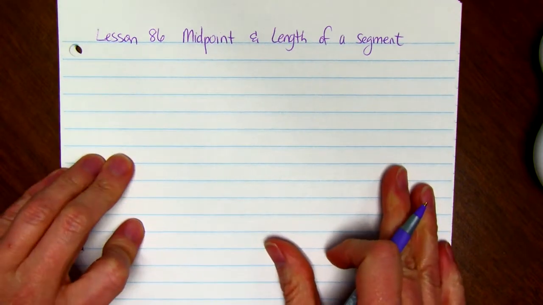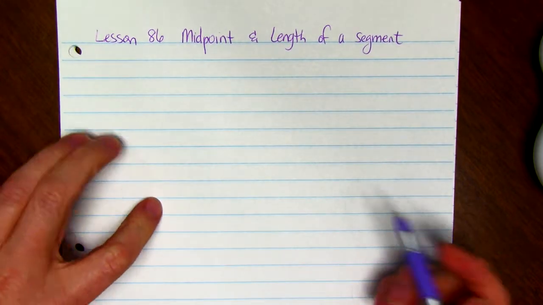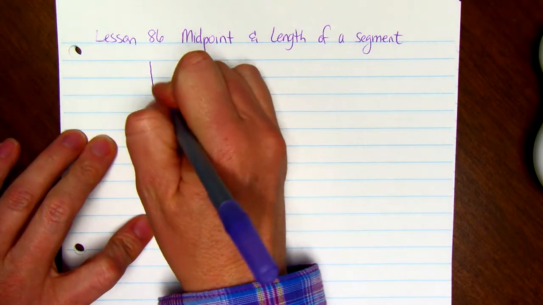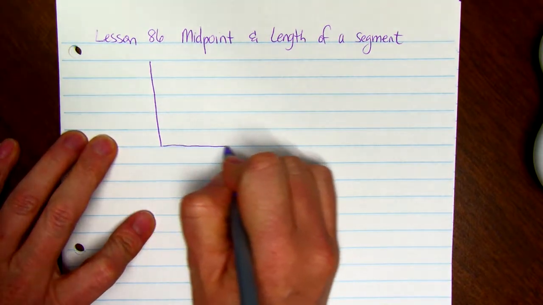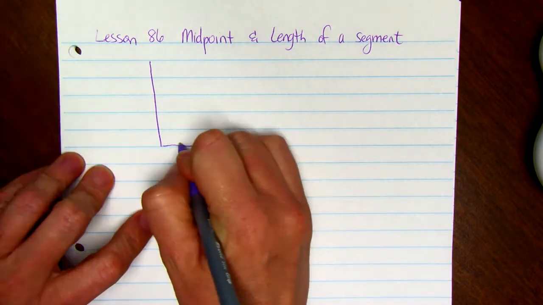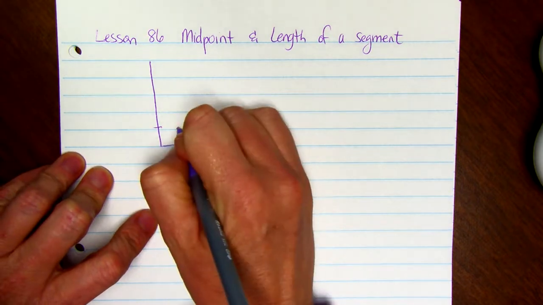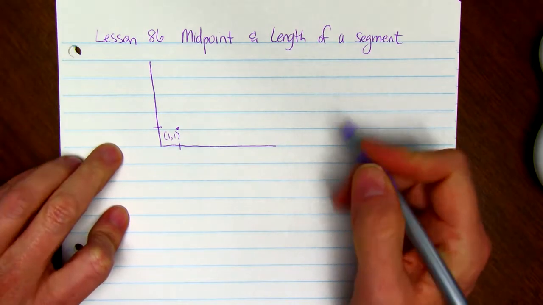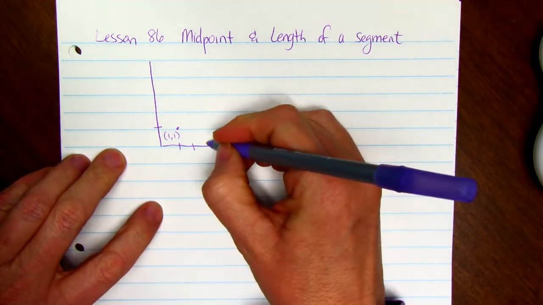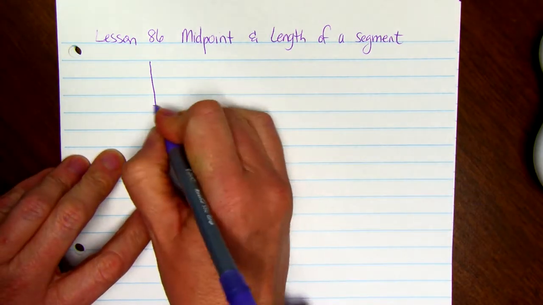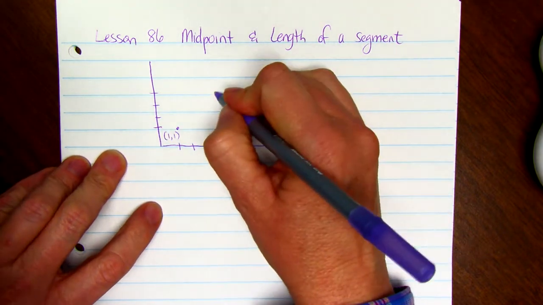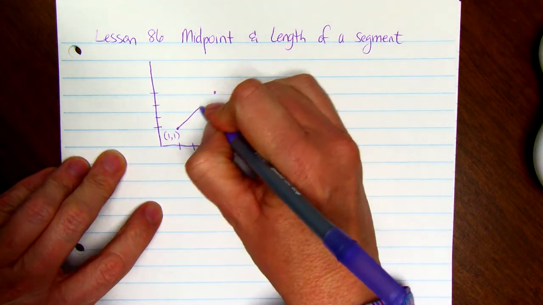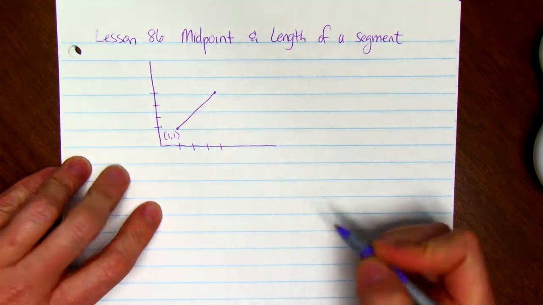So if we want to find how long a segment is between 2 points, we can use the Pythagorean Theorem. So let's say we're going between the point 1, 1 and the point 4, 4. And we want to know how long that is.